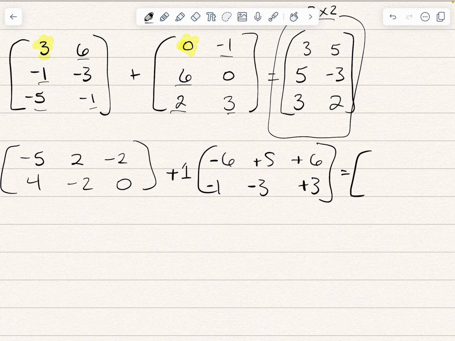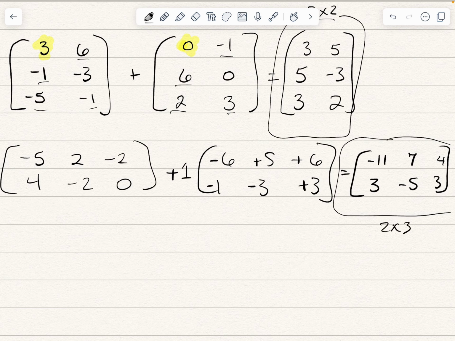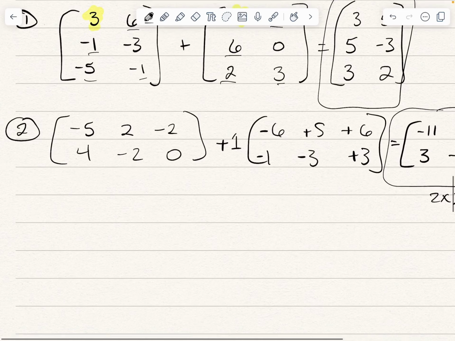So negative 5 plus negative 6 is negative 11. 2 plus 5 is 7. Negative 2 plus 6 is 4. Then on the bottom row, 4 plus negative 1 is 3. Negative 2 plus negative 3 is negative 5. And then 0 plus 3 is just 3. So this one would give you a 2-row, 3-column, or a 2x3 matrix right here.